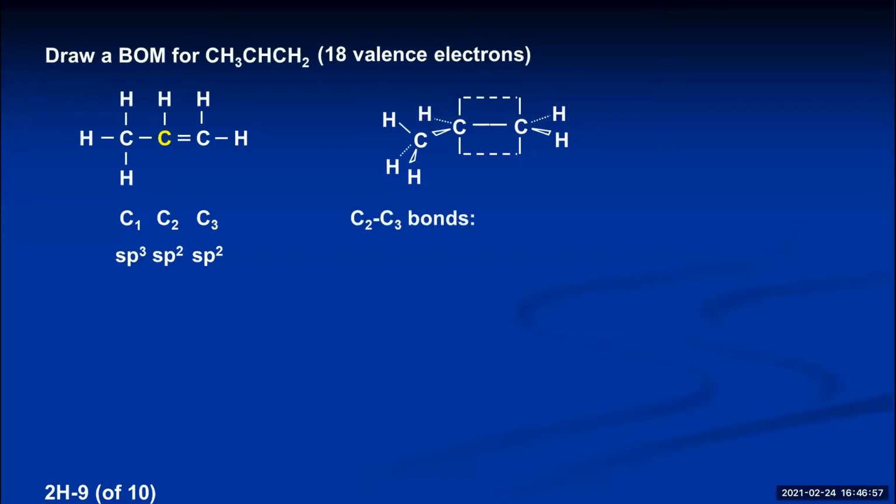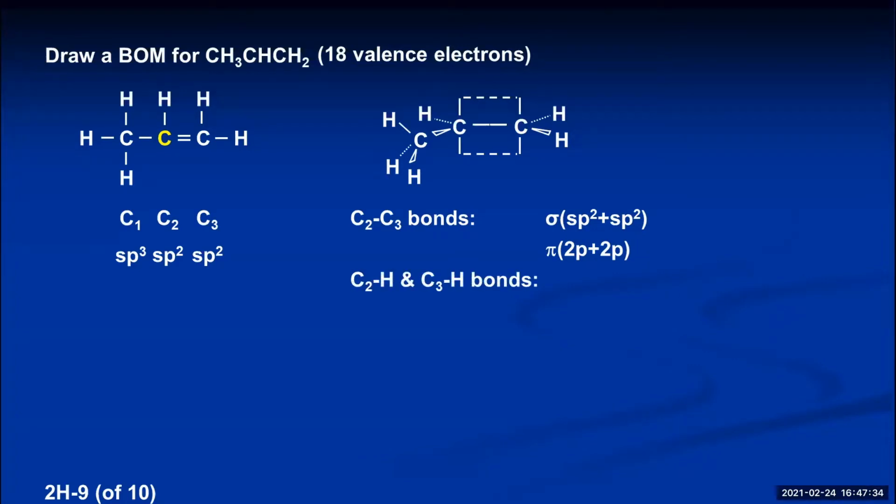Now, let's see if we can name the bonds. What bonds are between carbons 2 and 3? We have this, which is a sigma bond, and this, which is a pi bond. So what's the name of the sigma bond here? What 2 orbitals are overlapping? Think back to their hybridizations. That sigma bond would be what? Sigma sp2 plus sp2. Perfect. And then the p orbitals that are overlapping to make the pi bond would be pi 2p plus 2p. So those are the bonds that exist between carbon 2 and carbon 3.